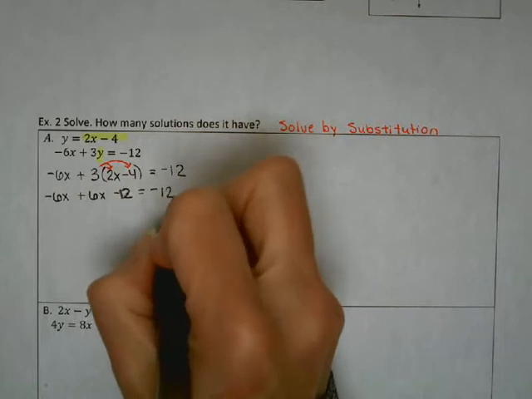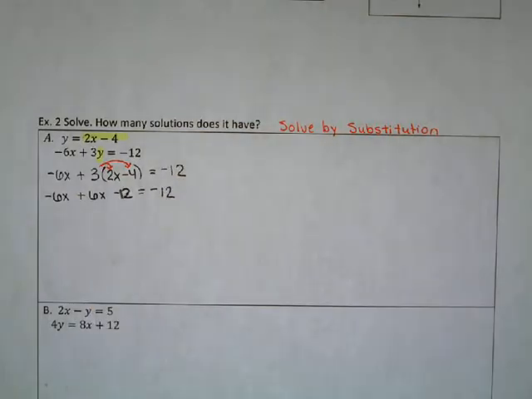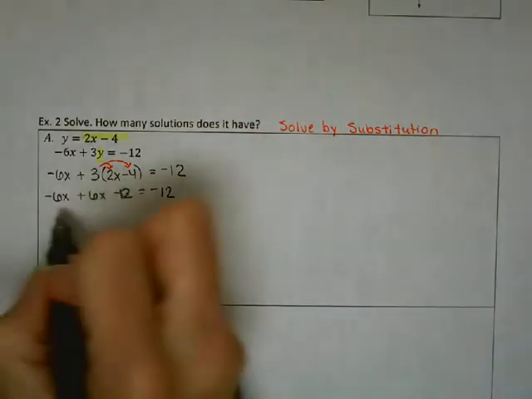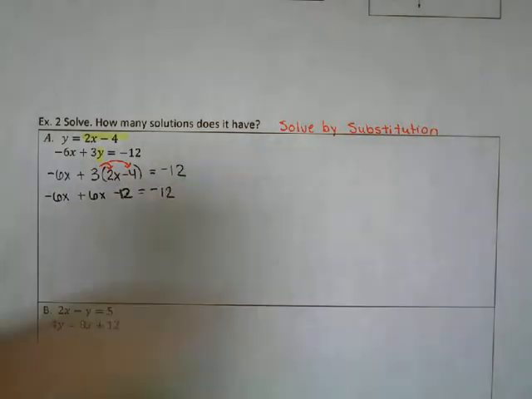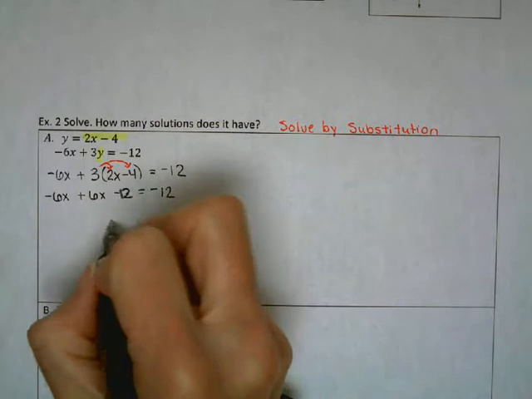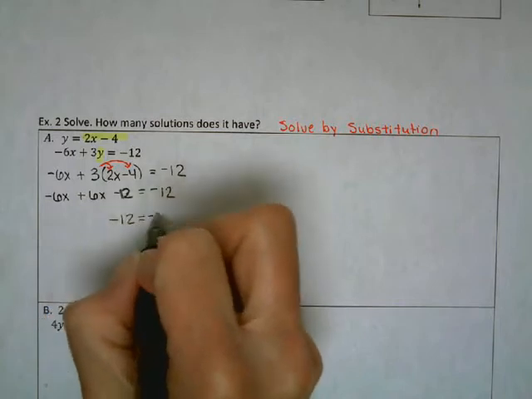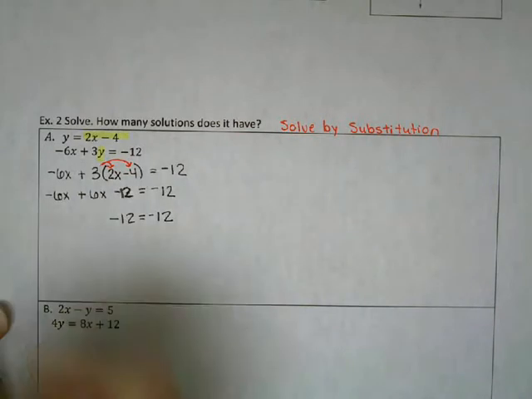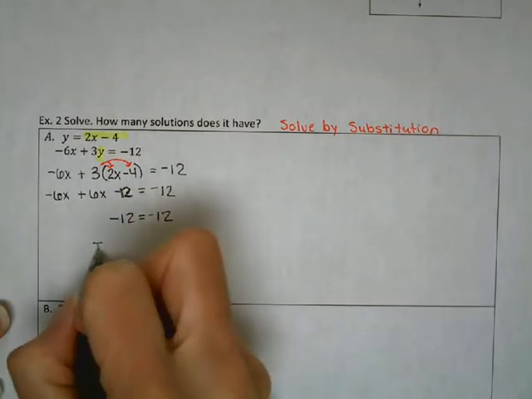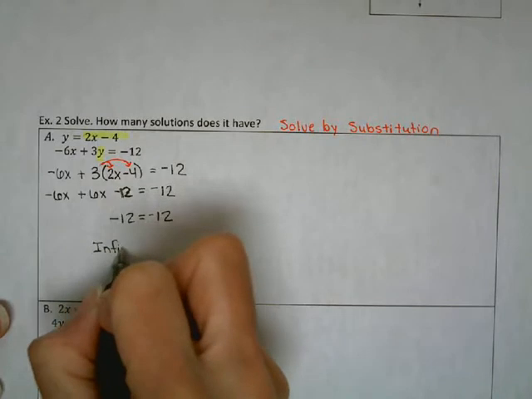If after you distribute, you combine your like terms, if you notice here, negative 6x and 6x, there's no x's left. They just cancel each other out. So you're left with negative 12 equals negative 12. Well, that's a true statement. Those two things are equal, but there's no x's to solve for. So that means this is infinite solutions.